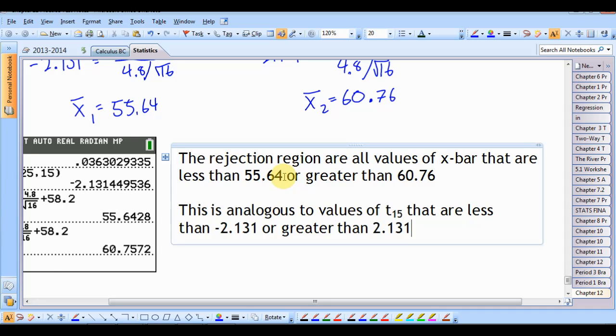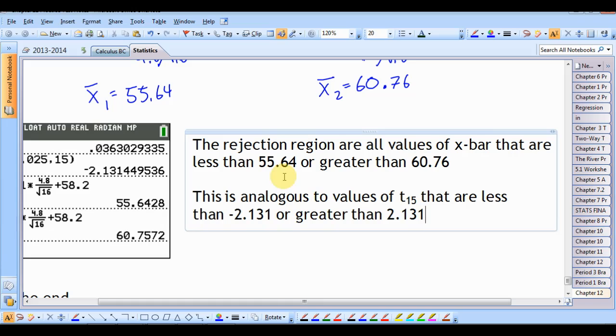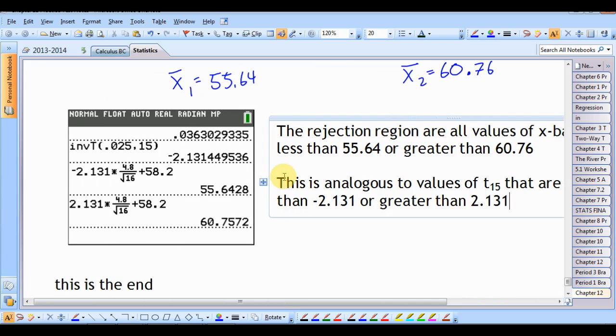Do we have to write both, like for X bar and for t? I would be very happy if you just did X bar. Either of them is correct. I think X bar tells us more, it gives specific numbers. Exactly, X bar is more in context. All right, so that's our rejection region.